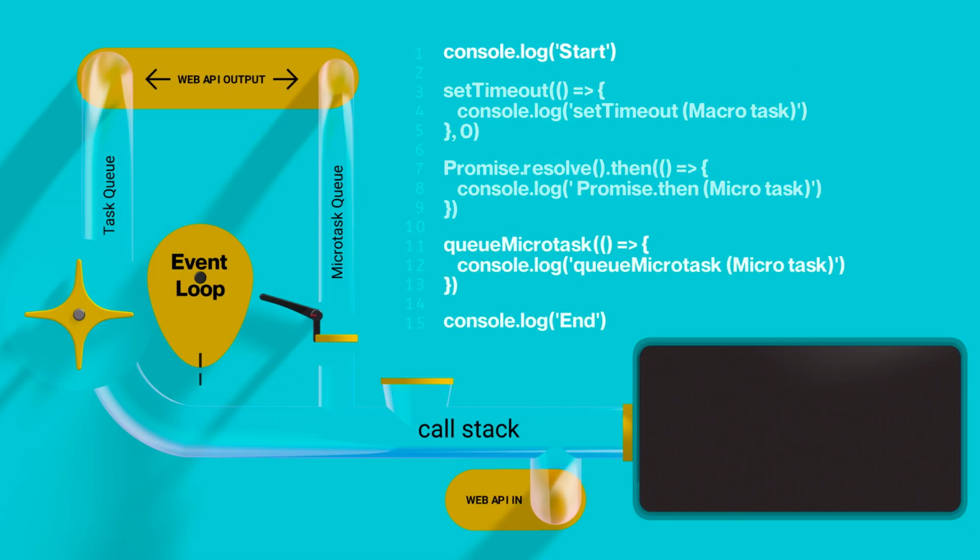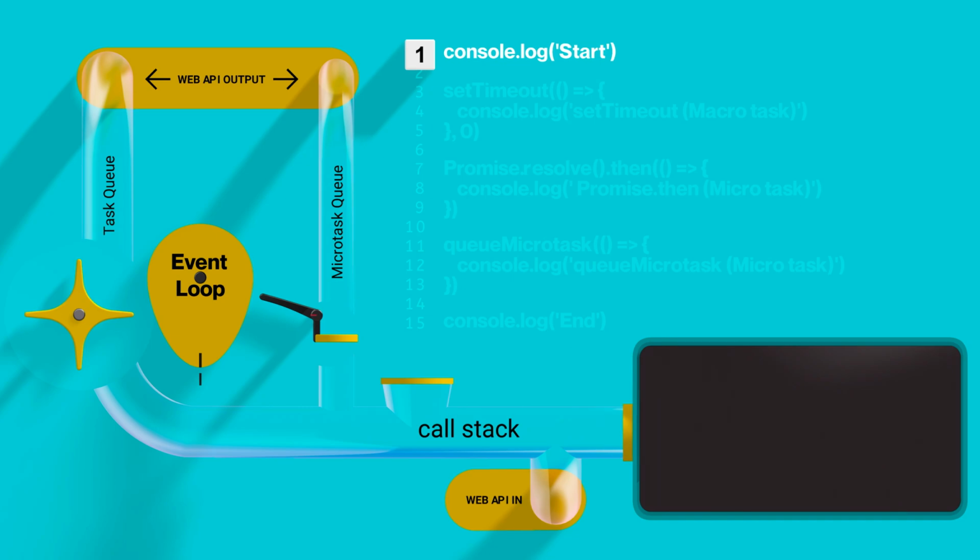So, it's time to explain how the event loop works in JavaScript using our simple example, and we'll do it in 100 seconds. Let's go. First, the synchronous code executes. Console.log start from the first line enters the call stack, and we see the message start on the screen.